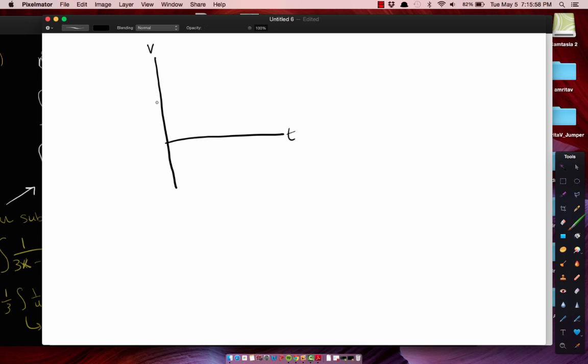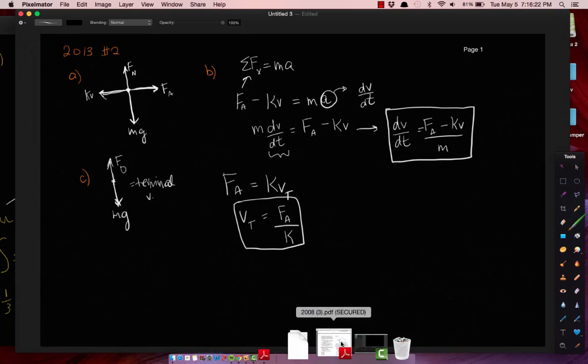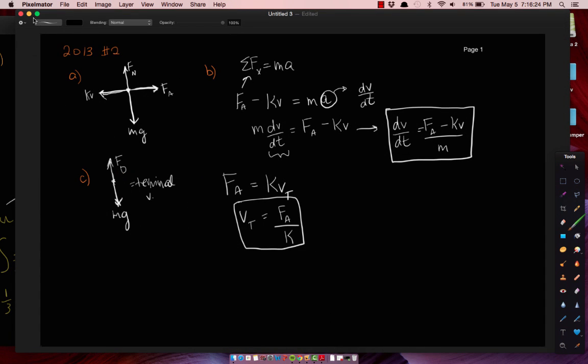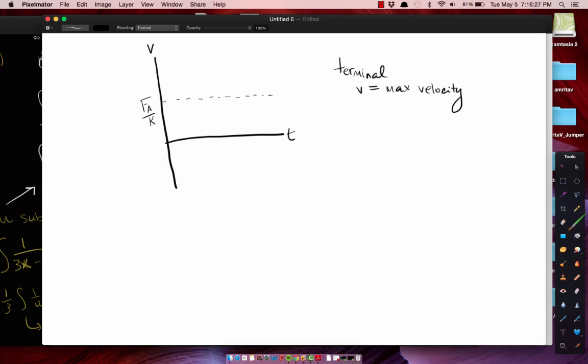So first you should know that there is an asymptote. And where's that asymptote going to be? It's going to be at terminal velocity, because when you hit terminal velocity, that's your maximum velocity. So you can't go higher than that. So we're going to put an asymptote right here, and we're going to say that's equal to f_a over k, because as we saw in part 1, that was our terminal velocity.